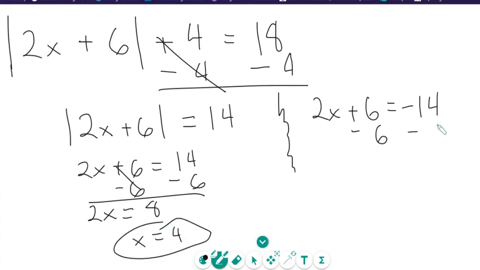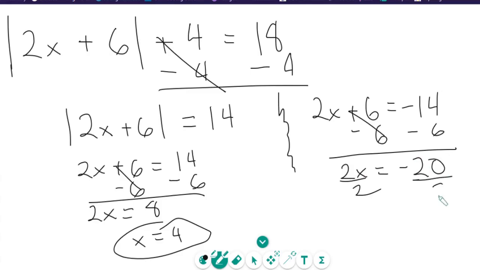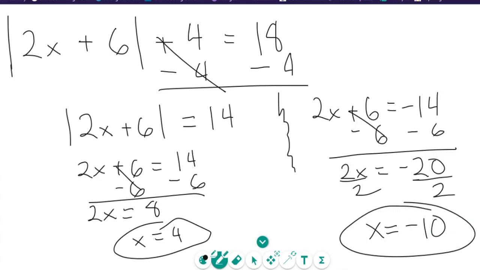For the other one, minus 6, minus 6. 2x equals negative 14 minus 6, which is negative 20. Divide by 2, x equals negative 10. So negative 10 and 4 are the answers. You can check that by plugging it in. You would get 14 or negative 14.